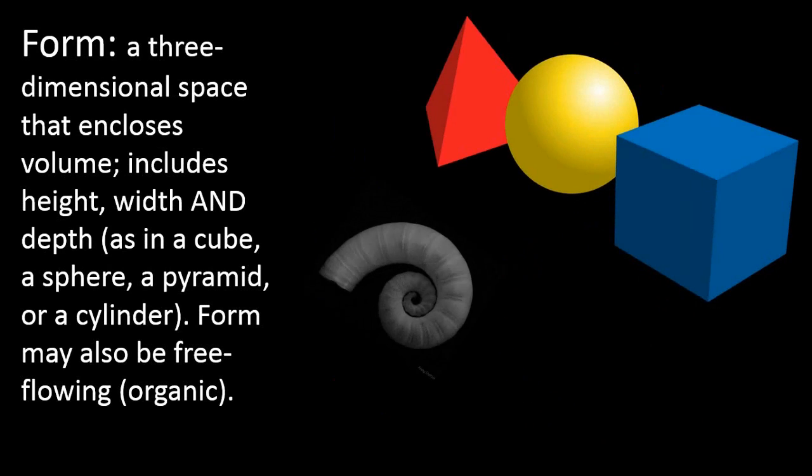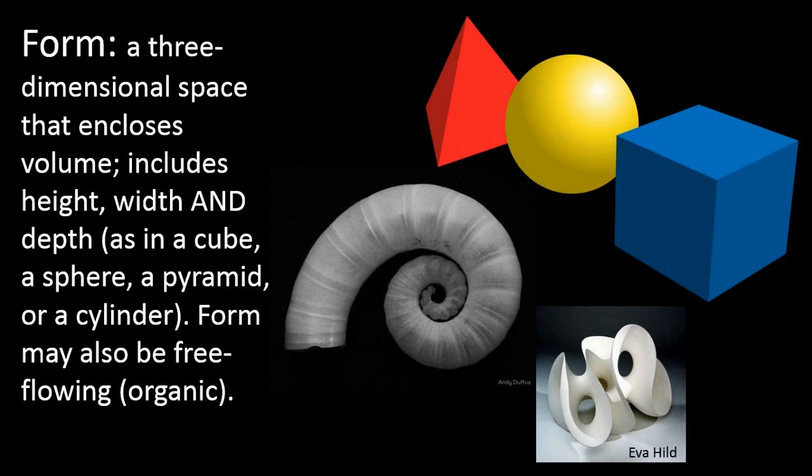The fourth element is form. Form is a 3-dimensional space that encloses volume. It includes height, width, and depth, as in a cube, a sphere, or a pyramid. Form may also be free-flowing or organic.